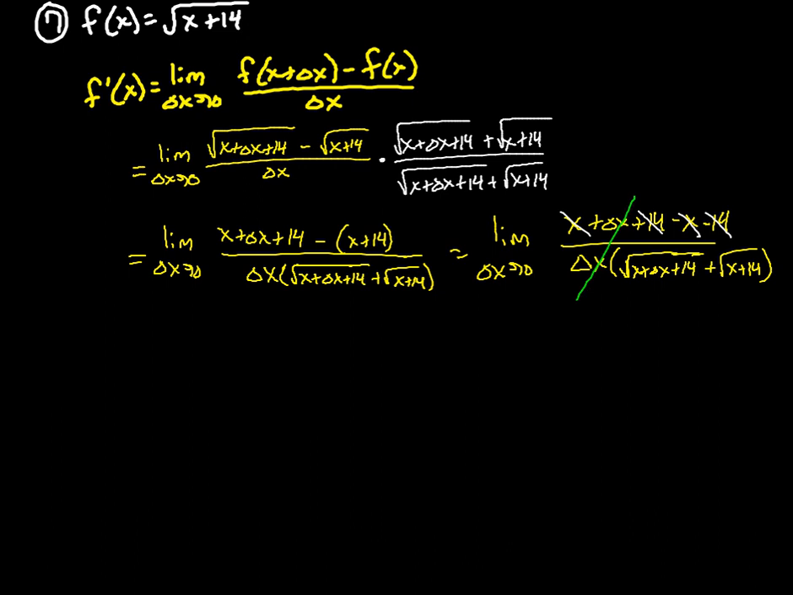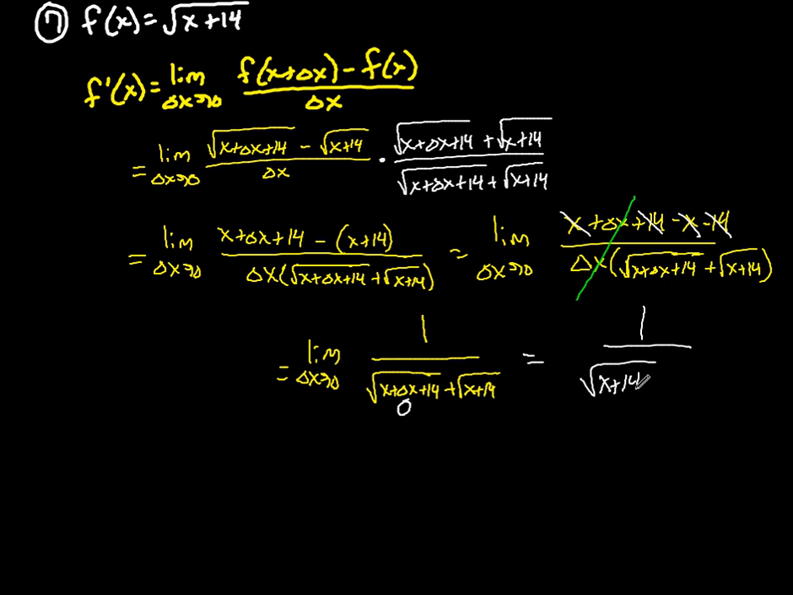That means I'm left with the limit as delta x approaches 0. I still have a 1 up top, and I now have this square root of x plus delta x plus 14 plus the square root of x plus 14. I can plug in 0 for delta x. That means when I do that, I have 1 over the square root of just x plus 14 plus another square root of x plus 14.